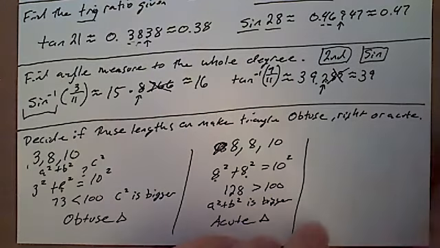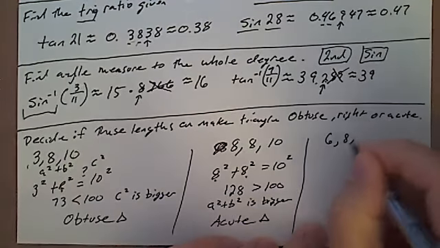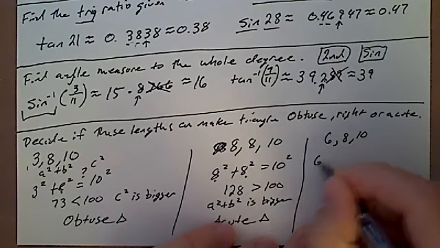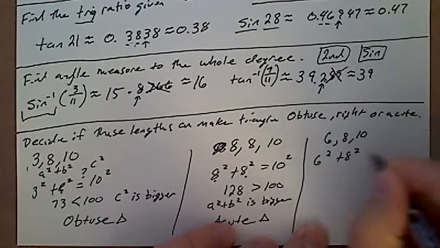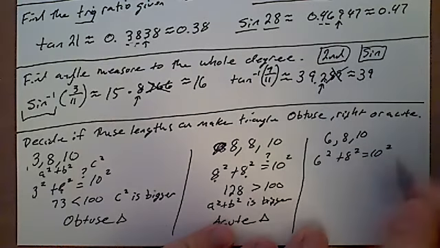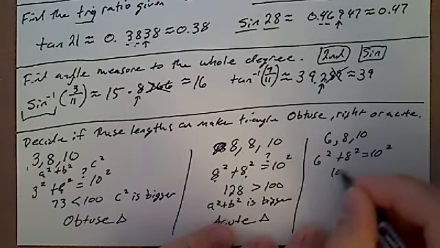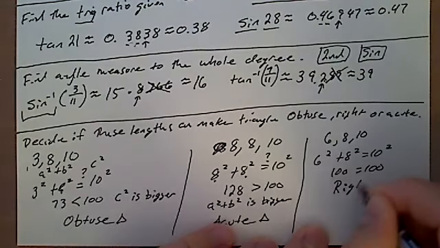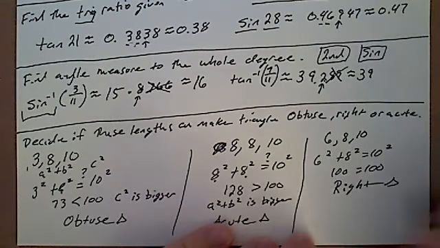And if we had sides like 6, 8, and 10, we already looked at this, right? That's 6 squared plus 8 squared equals 10 squared. 6 squared plus 8 squared is 100, equals 100. They're the same. That's a right triangle.